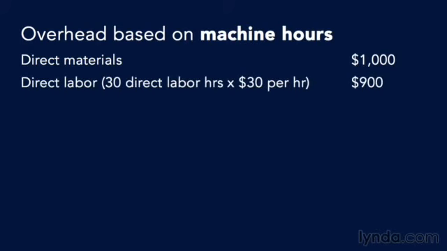So let's try a different way to do it. Let's assign the overhead based on machine hours, based on how much we use the machines. That's how overhead gets created. Well, the direct materials is the same, $1,000. Direct labor is the same, $900.